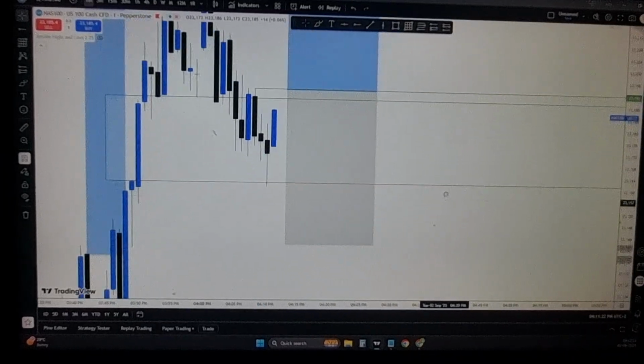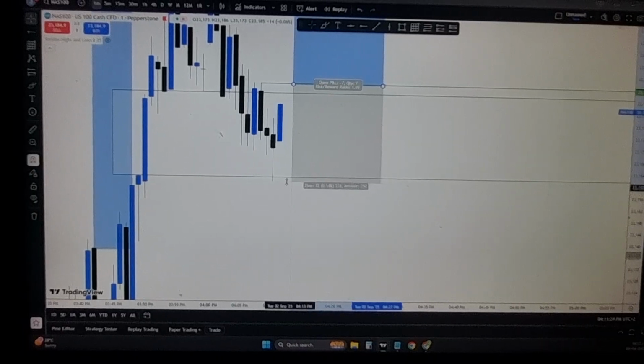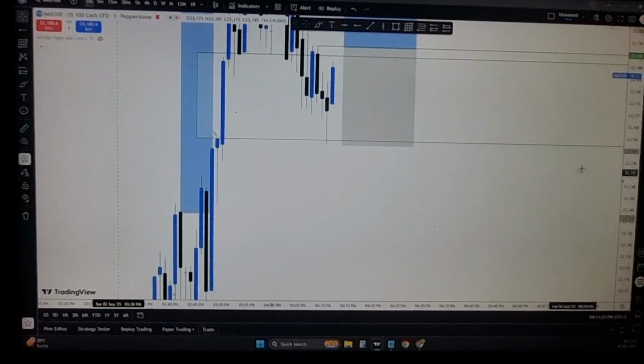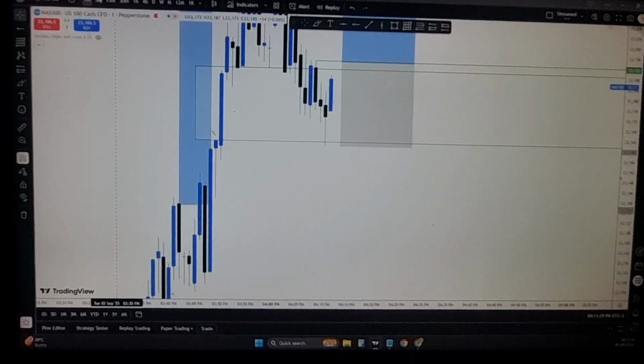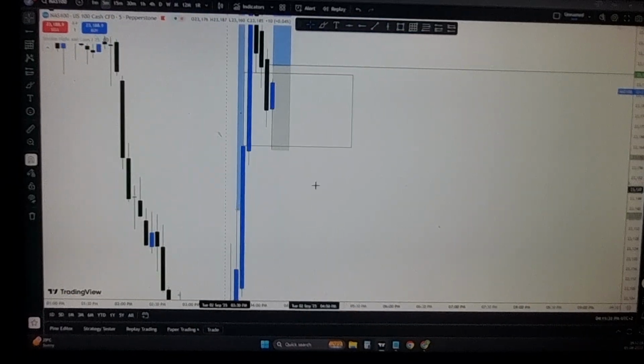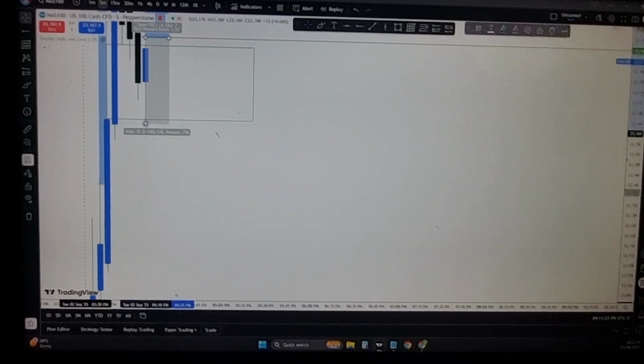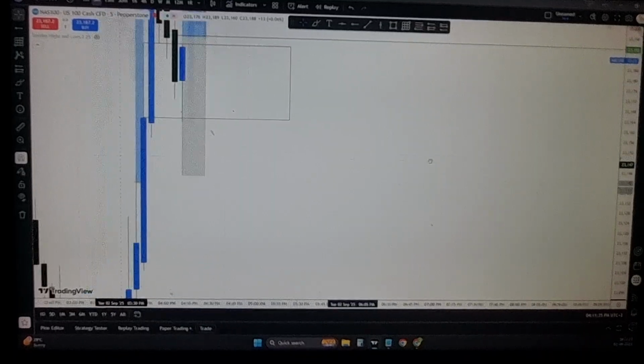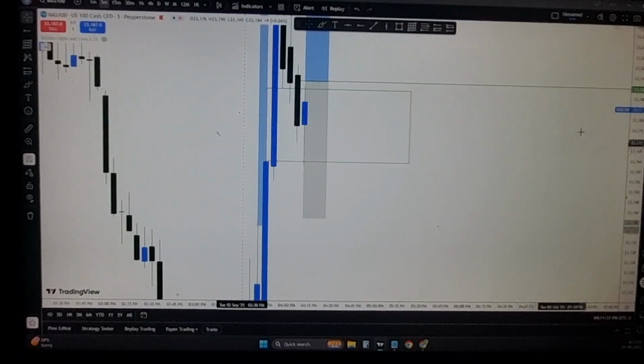This is potentially what I'm looking for. I might have to put my stops below this fair value gap.